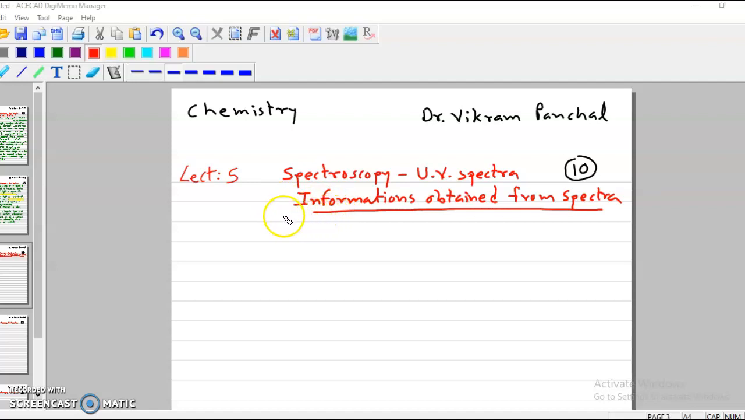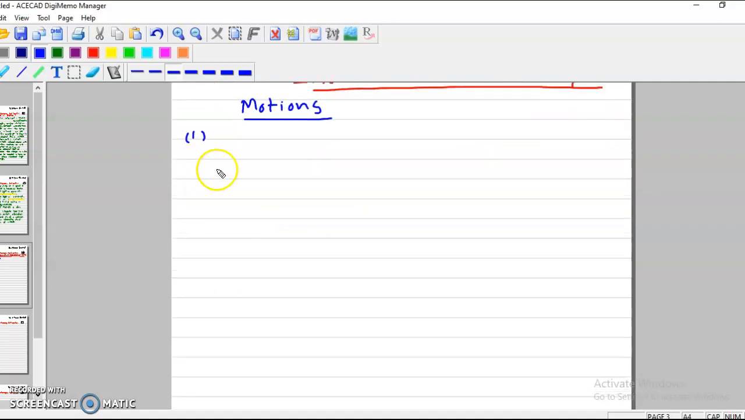Now in this lecture I will explain what information is obtained from spectra. So first of all let me explain the motions of electrons. There are mainly three types of motions of any particle, maybe an electron or any other particle. The first motion is known as rotation.